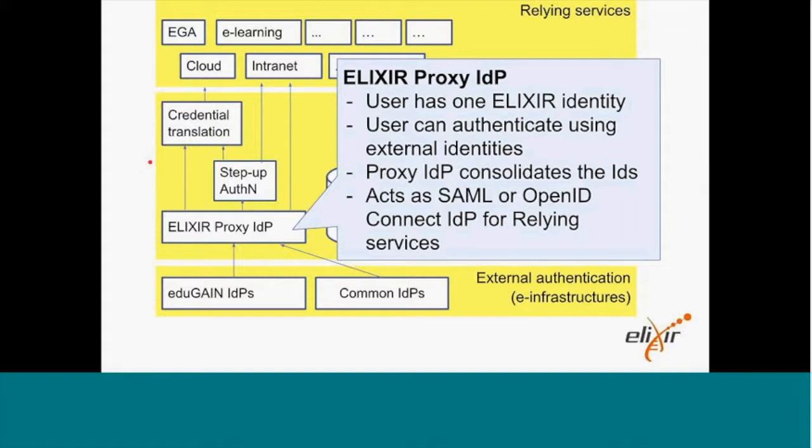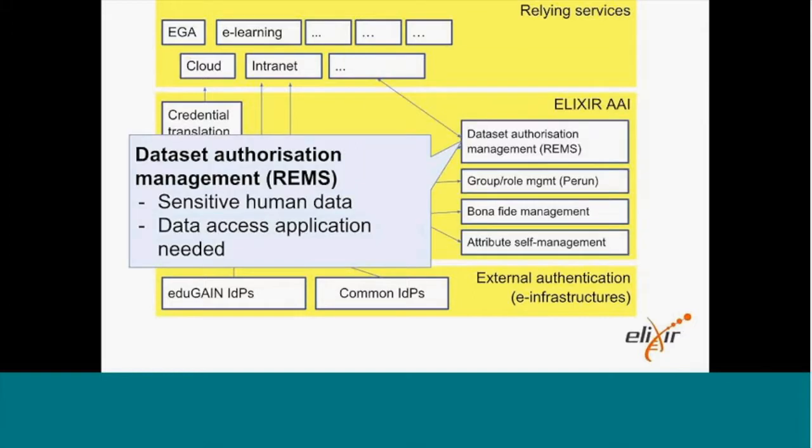In this particular scenario, ELIXIR AAI manages the researcher's permissions to datasets in EGA, and for that purpose, ELIXIR AAI has an extra service for dataset authorization management, which is based on the REMS software.